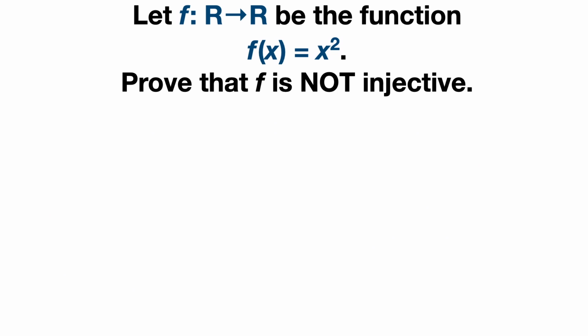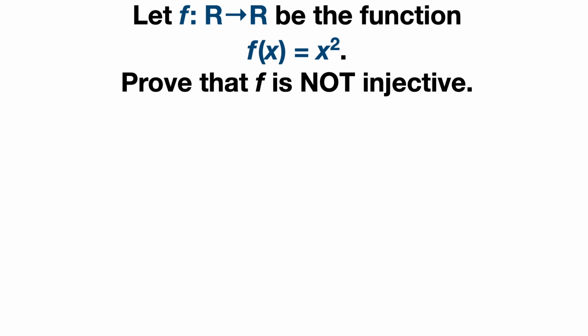Now let's discuss how to prove that a function is not injective. This is, relatively speaking, easier to do than proving a function is injective. We must simply give an example. That is, we must produce two different elements of the domain that yield the same output.